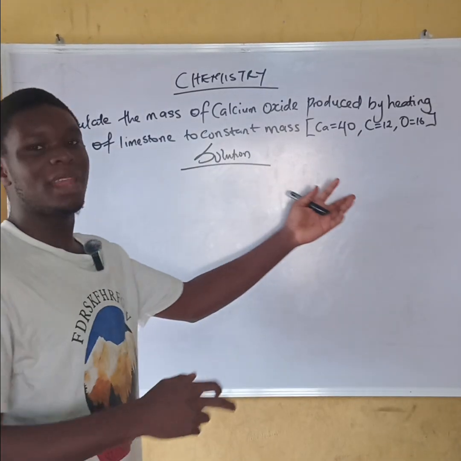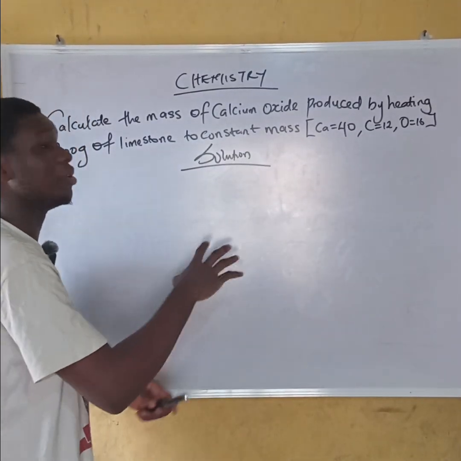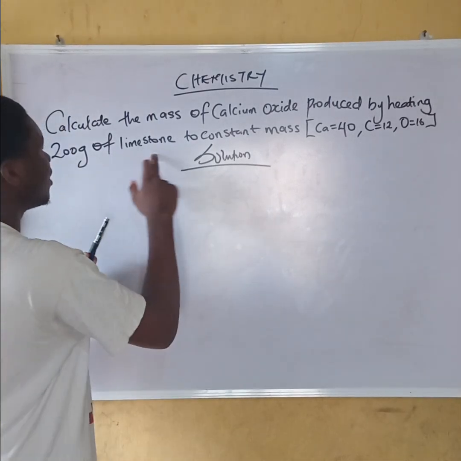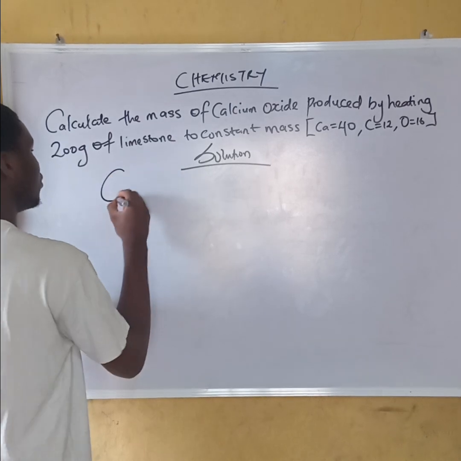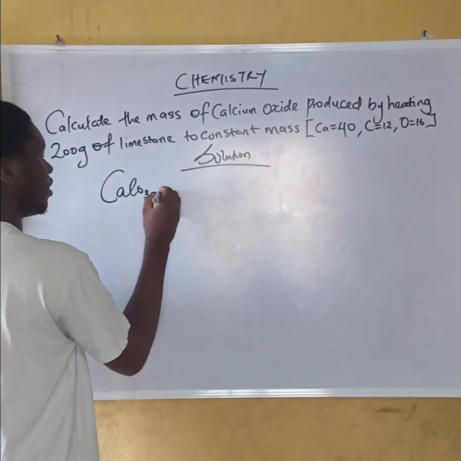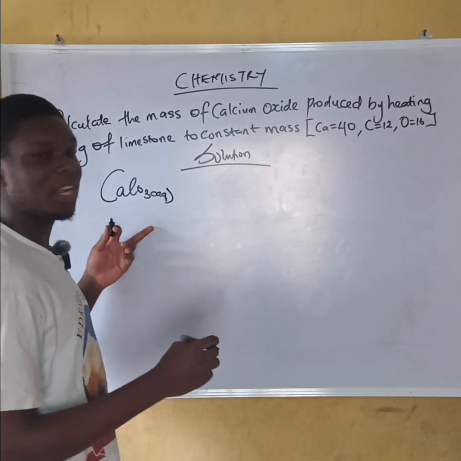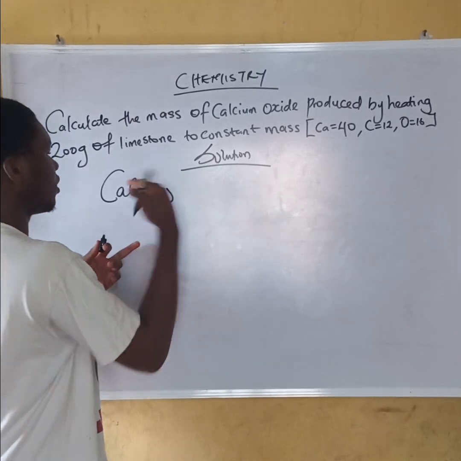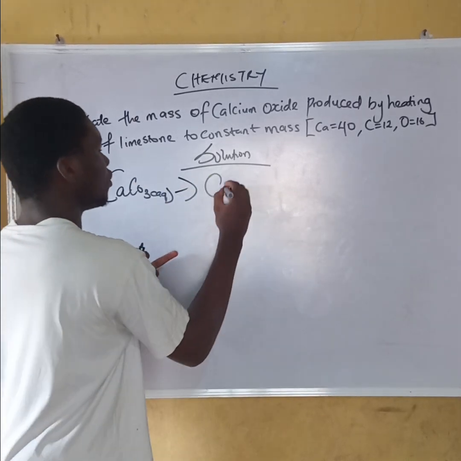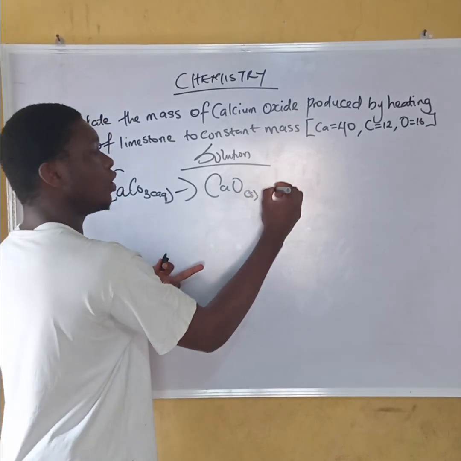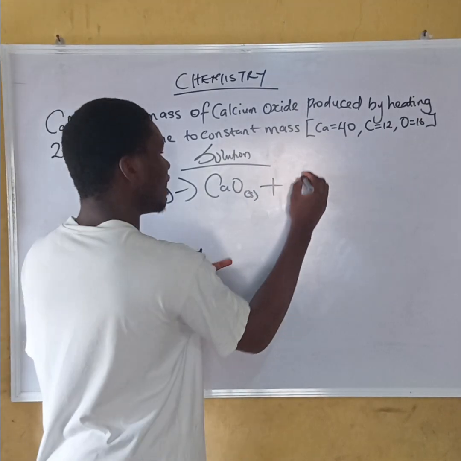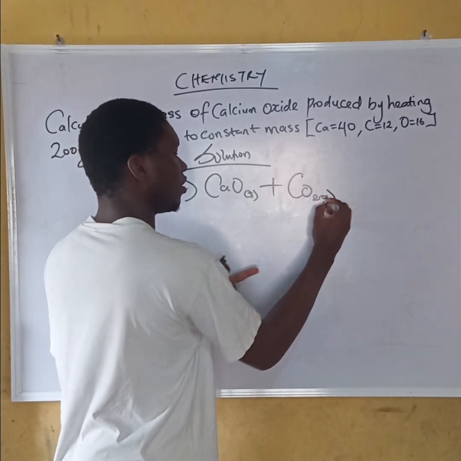When you see a problem like this, you first of all write an equation for the reaction, because the question states limestone gives out calcium oxide. Limestone, of course, is CaCO₃, calcium carbonate, which gives out calcium oxide, a solid, plus carbon IV oxide gas, CO₂ gas.